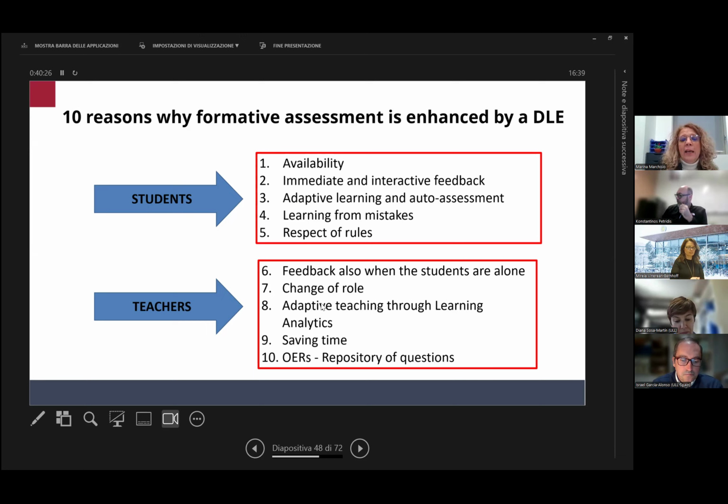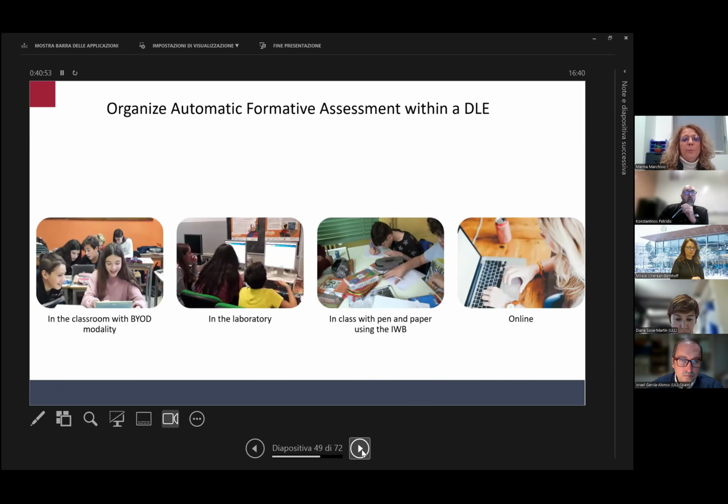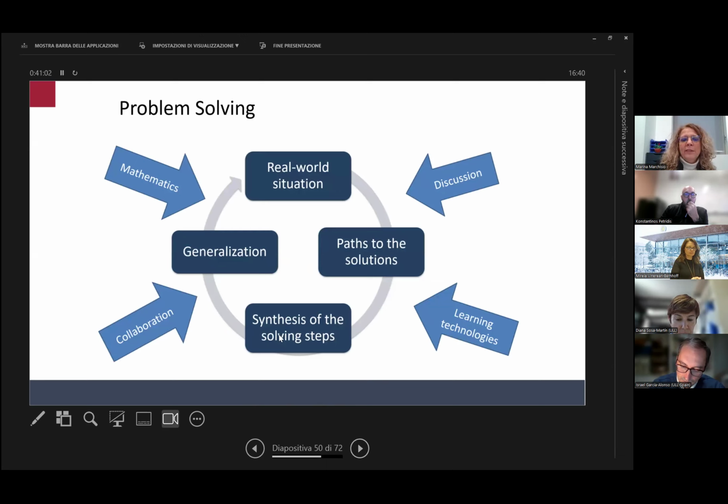But the teacher can share a lot of questions to create a repository with their colleagues, can save time in correcting, can change roles when preparing materials and check from the point of view of the students, can give feedback, and can adapt their teaching. So again, here you can use this picture in different ways, at home, in the class, and so on. Problem solving. This is the cycle of problem solving connected to a real-world situation.